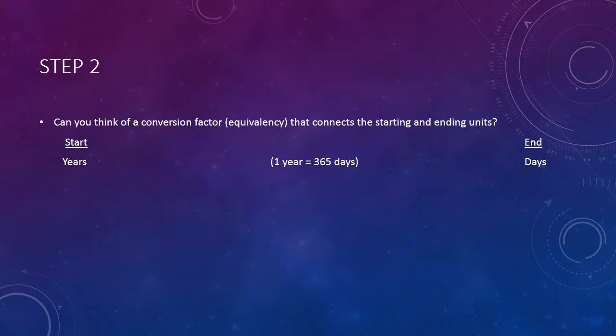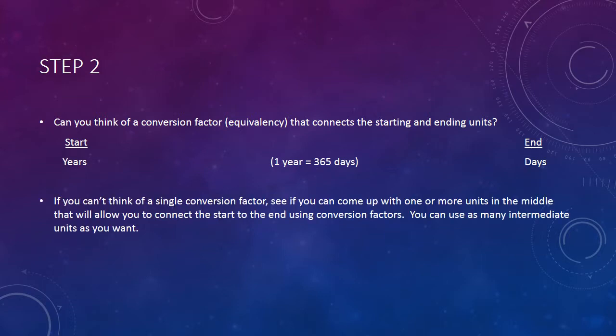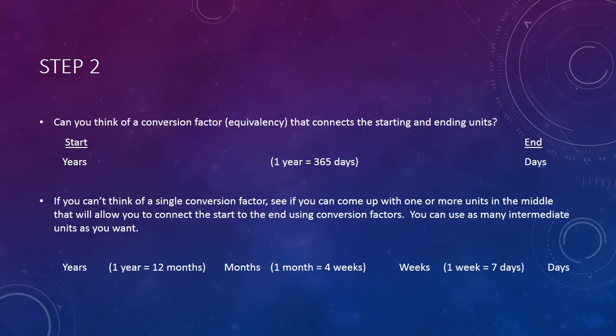Alternatively, if you don't know that there are 365 days in a year, you may be able to come up with more than one of these conversion factors that will allow you to connect the start with the end using the factors you do know. For example, you may know that 1 year is equal to 12 months, that 1 month is equal to approximately 4 weeks, and that 1 week is equal to 7 days. So you can use these different conversion factors to make your way from years all the way down the path to days.